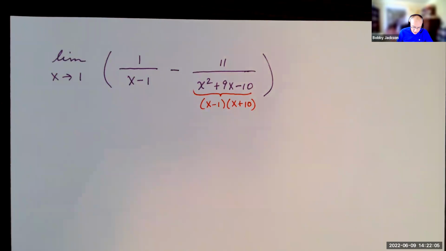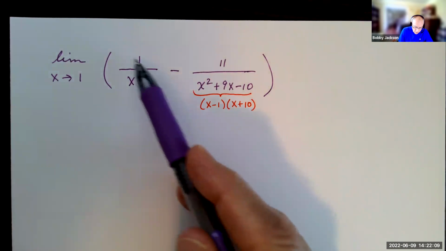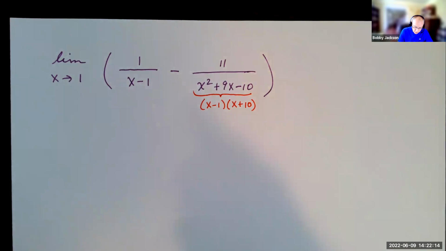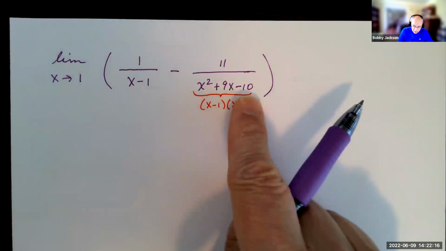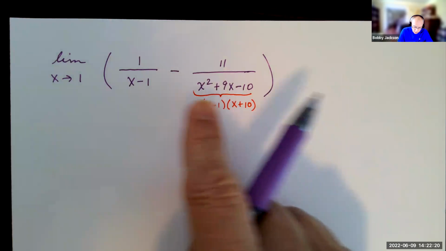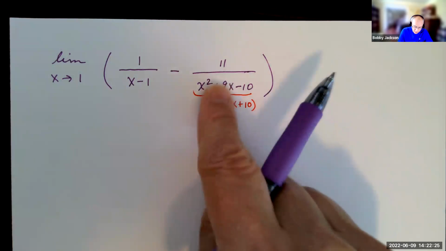Take a look at this limit here, the limit as x approaches 1. We have this expression here that involves the difference of two fractional expressions. I went ahead on this one and factored the denominator to guide us where we're going to go in a little bit. It factors as x minus 1 times x plus 10.